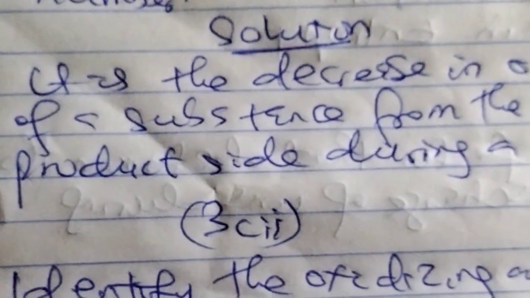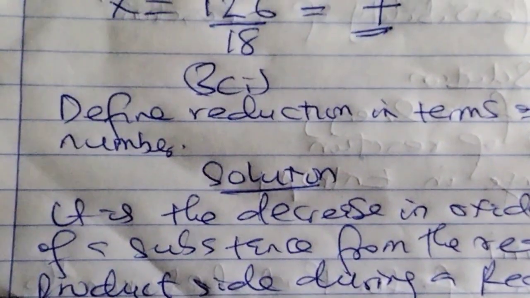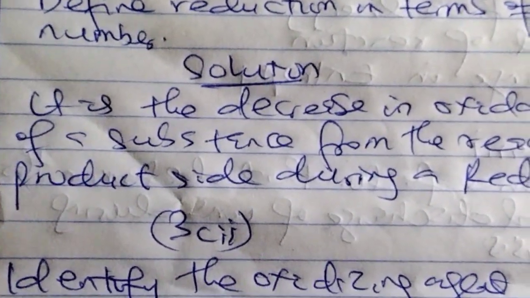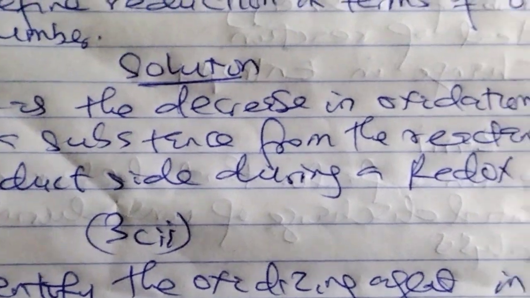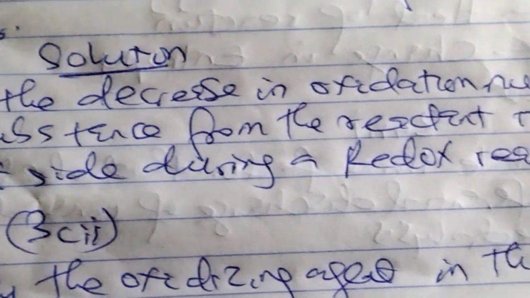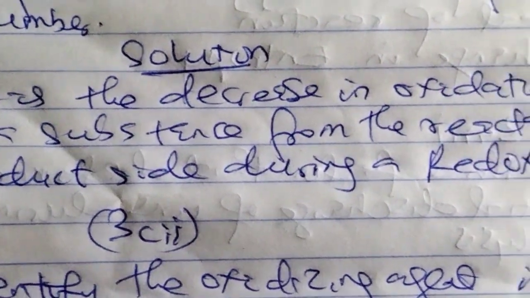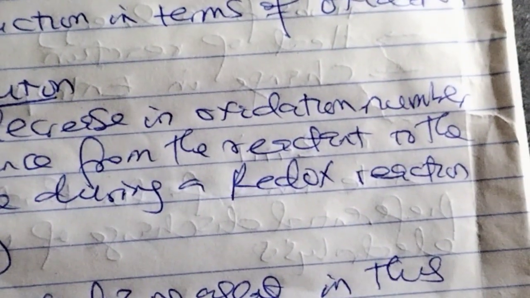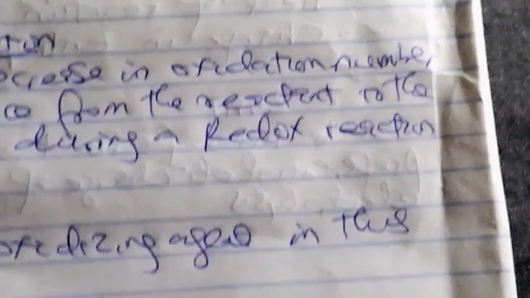Number 3CI says, define reduction in terms of oxidation number. Solution, it is the decrease in oxidation number. I repeat, define reduction in terms of oxidation number. Solution, it is the decrease in oxidation number of a substance from the reactant to the product side during a redox reaction.